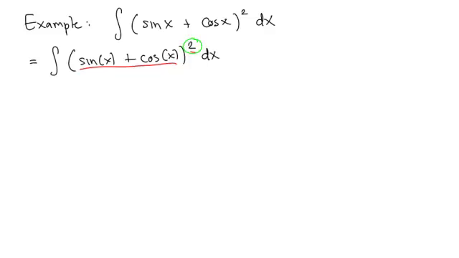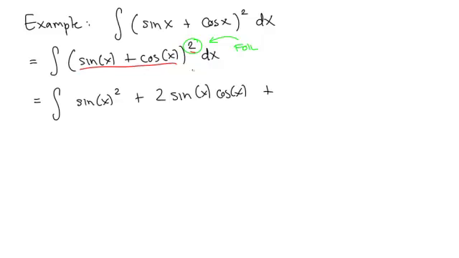And so my rules of thumb would say that since it's possible to FOIL this expression out, I might as well do that. So if we expand this out, we're going to have, let's see, the first term squared, sine of x quantity squared, plus 2 times the first term times the second term, 2 sine of x cosine of x, plus the last term squared, that's the cosine of x quantity squared dx. So we've expanded this thing out into what amounts to being 3 smaller integrals.